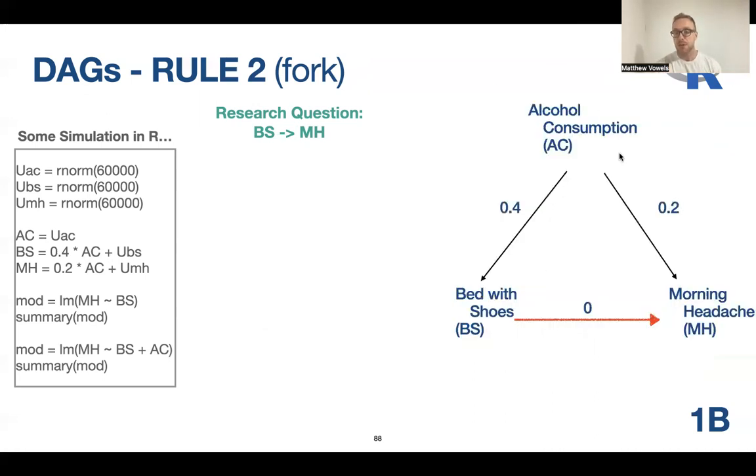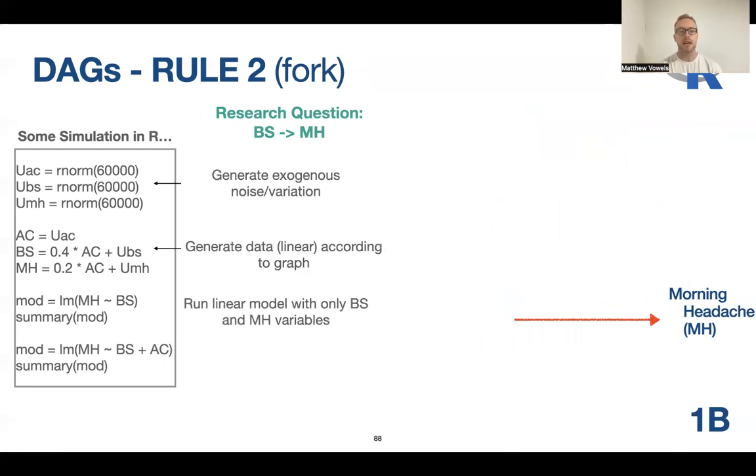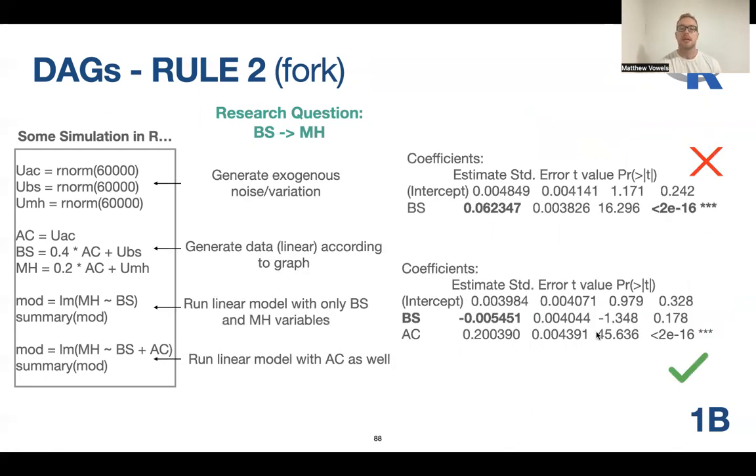But in this case, we had to include AC to block the non-causal flow of statistical information that flowed between bed with shoes on and morning headache through alcohol consumption. So, you can start to decompose these into separate parts of statistical association. We'll do that more when we come onto the backdoor criterion. But for now, this is just to demonstrate that you get dramatically different results if your analysis is not consistent with your research question and the graph.